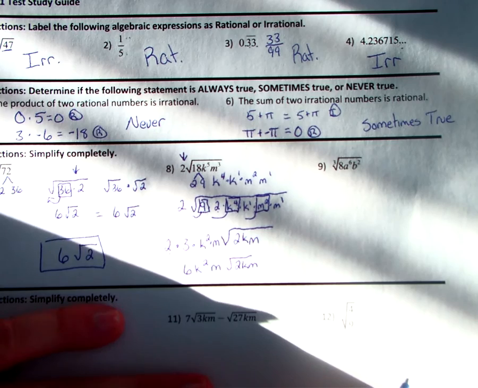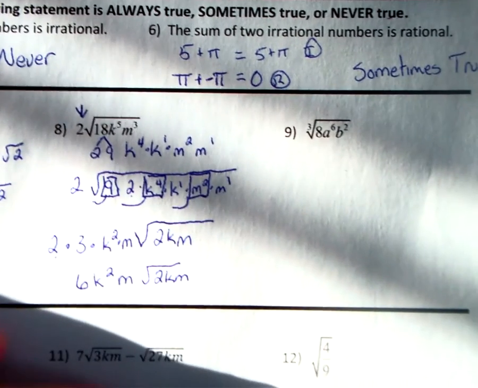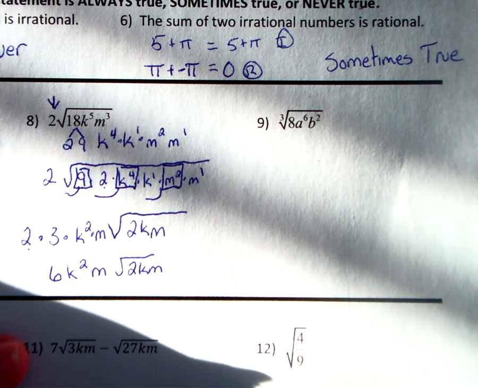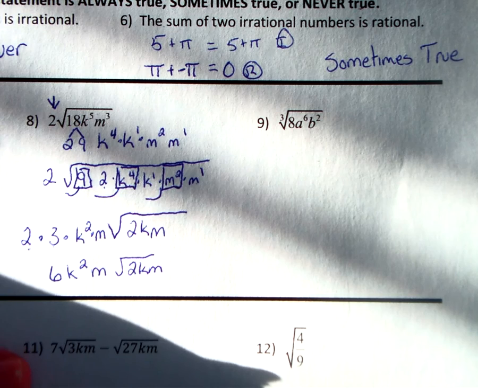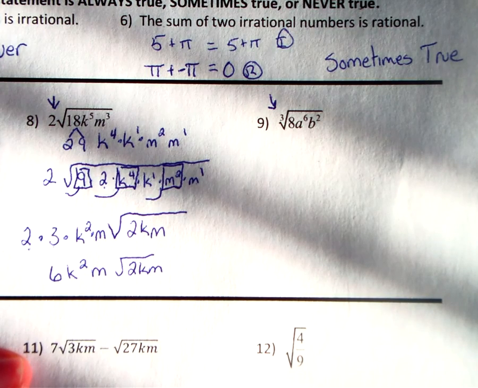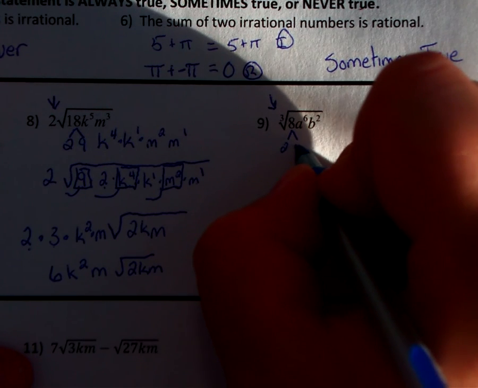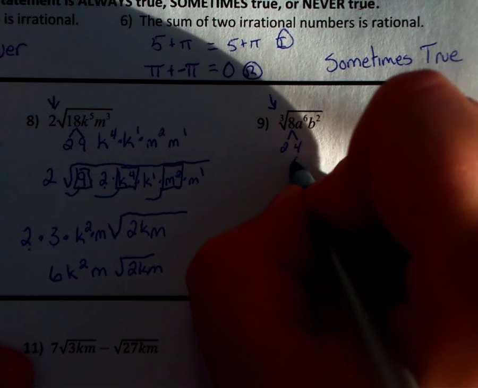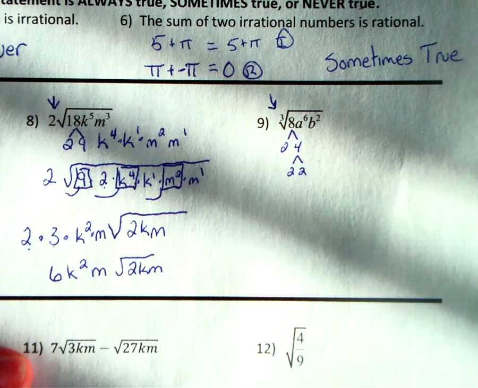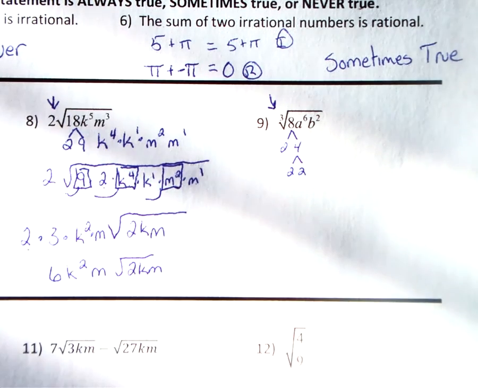Alright, let's look at number 9. See if I zoom in a little bit, that'll take care of some of that sun glare. Alright, so we have the cube root of 8a to the 6th b squared. Remember that the cube root means we're looking for sets of 3's. So we'll start with our 8. It can be divided by 2 and 4. 4 is divisible by 2 and 2. Now, I didn't leave it as a square root because we're not interested in pairs anymore. Rather, we're interested in seeing how many sets of 3 there are.